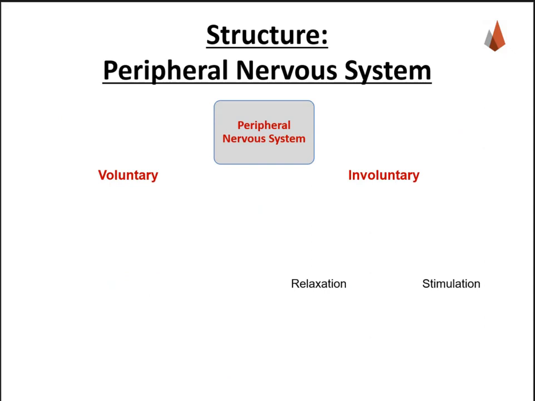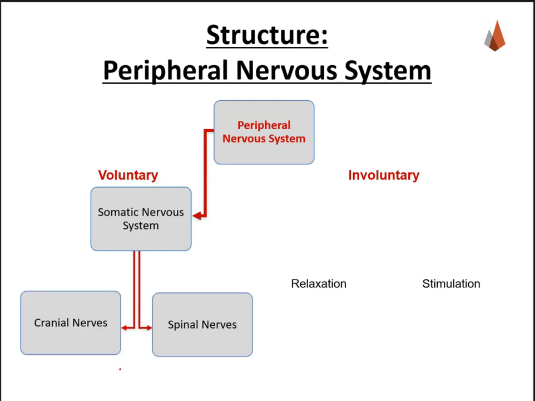Okay, so another image for you. Peripheral nervous system, again, we're breaking down into voluntary or involuntary. So we've got in the voluntary part the somatic nervous system. And you want to remember, so what do we have in that somatic nervous system? We've got your cranial nerves and we've got your spinal nerves. And so what does this mean? Well, these are the nerves that bring us the sensory information.